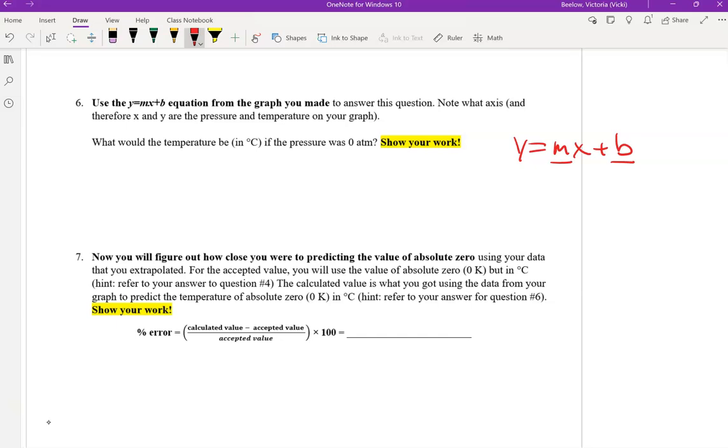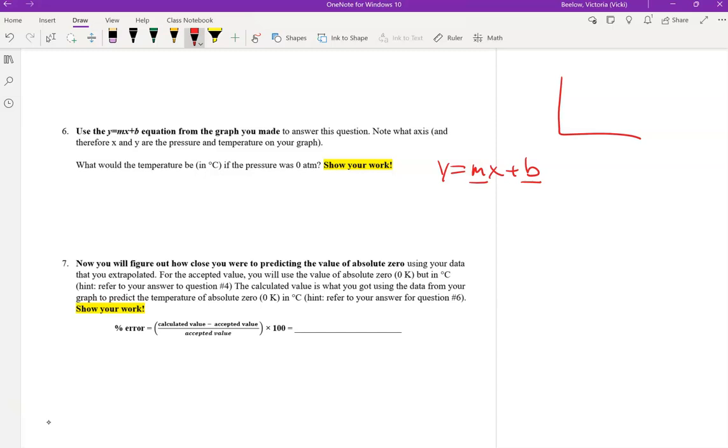So if we're talking about a graph real quick, this is the x-axis, this is the y-axis. Based on your data, which thing did you have on each? Was pressure or temperature graphed on the x-axis? Was pressure or temperature graphed on the y-axis? And then based on that, you can plug in those values for x or y.